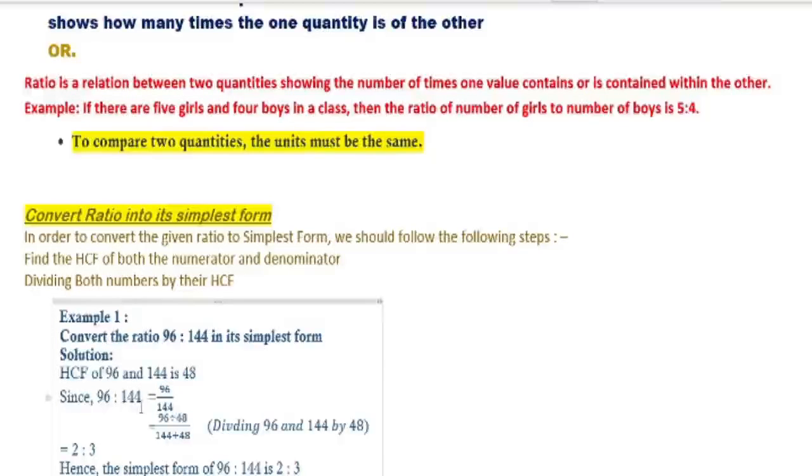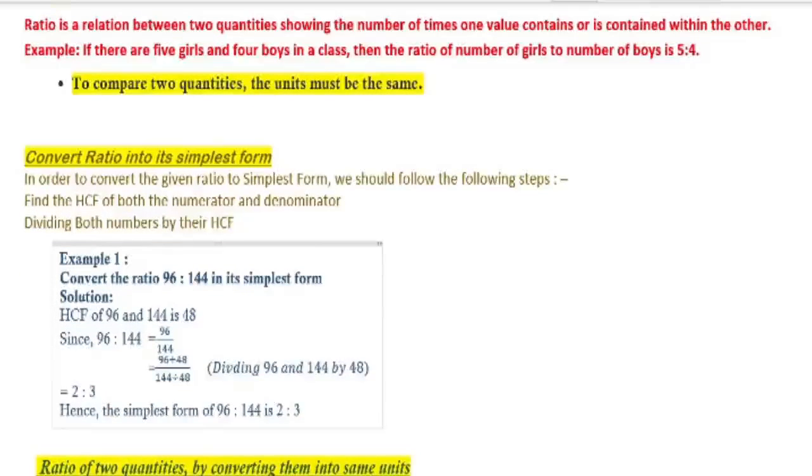Since 96:144 is equal to 96 divided by 144, every ratio you can write as a fraction. Now the second step, divide 96 and 144 by the HCF. The HCF is 48, and dividing you will get 2:3. So the simplest form of 96:144 is 2:3. This is the first type of problem we do using ratio: convert the ratio into its simplest form.